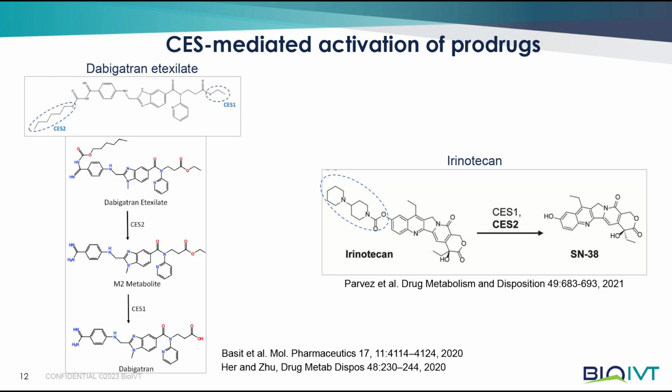So again, from the rule of thumb, this is the larger leaving group as the alcohol. So carboxylesterase 2 catalyzes that first step to this M2 metabolite, which still has the ester on the end. And then carboxylesterase 1 will then catalyze that, and then you have the small alcohol leaving group to end up with the active moiety. So this is a case where they're actually using both enzymes to get to the active species in this case. Now with irinotecan, there is again overlap, but it's mainly catalyzed by carboxylesterase 2.